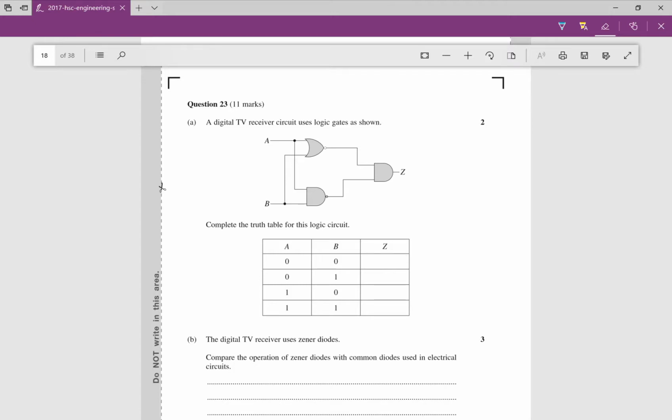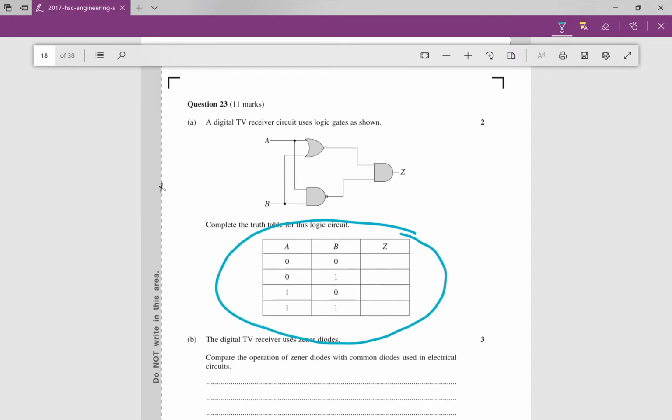Okay folks, this is a quick tutorial on how to do this type of logic gate problem. We have question 23 from the 2017 HSC paper here in front of us. If you don't understand how these gates work, you might want to go through the information on the Exchange page before this problem. But basically we have this table here.